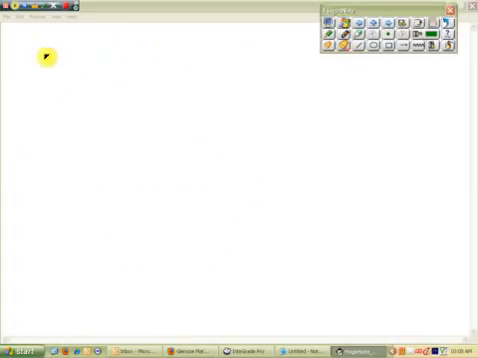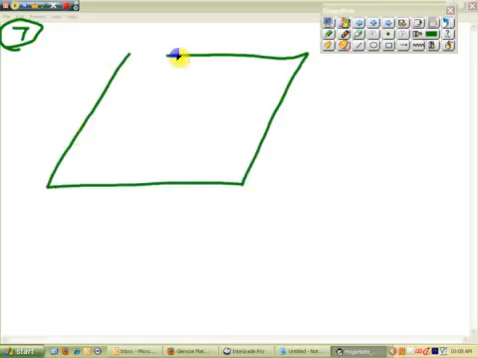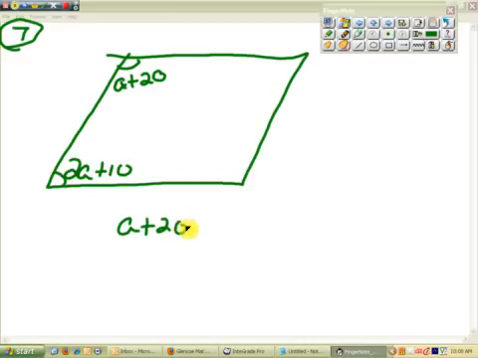All right, number 7. It's up here in the corner. We have CAG again. CAG is this angle, and that's A plus 20. And then the bottom angle is AGF, and that's 2A plus 10. Again, those are consecutive angles, so they are equal to 180 when you add them. And when you solve this for A, you get A is 50.